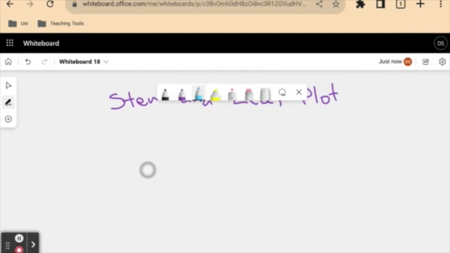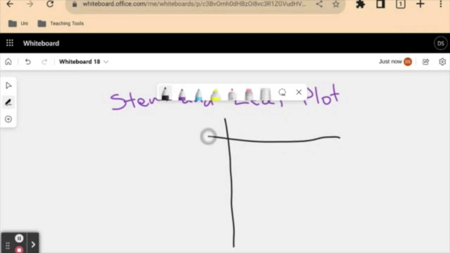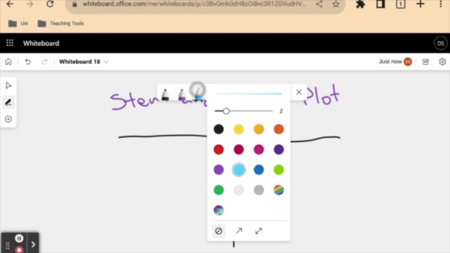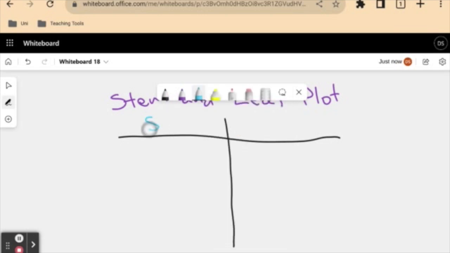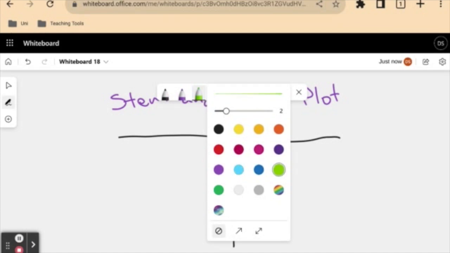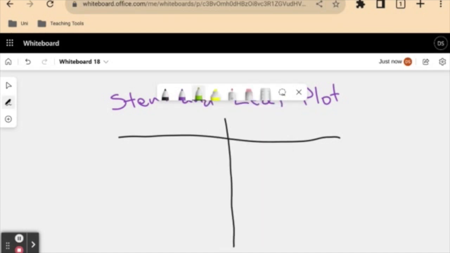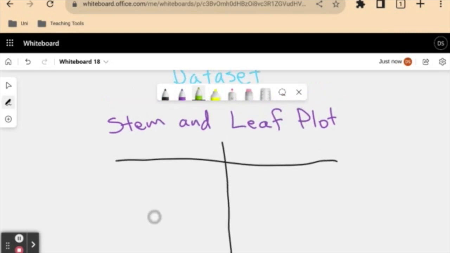Now, I'm quickly going to draw a little table here. And I'm going to label these top bits. So one of these is going to be, actually, let me draw it in green to go with the concept of stem and leaf.